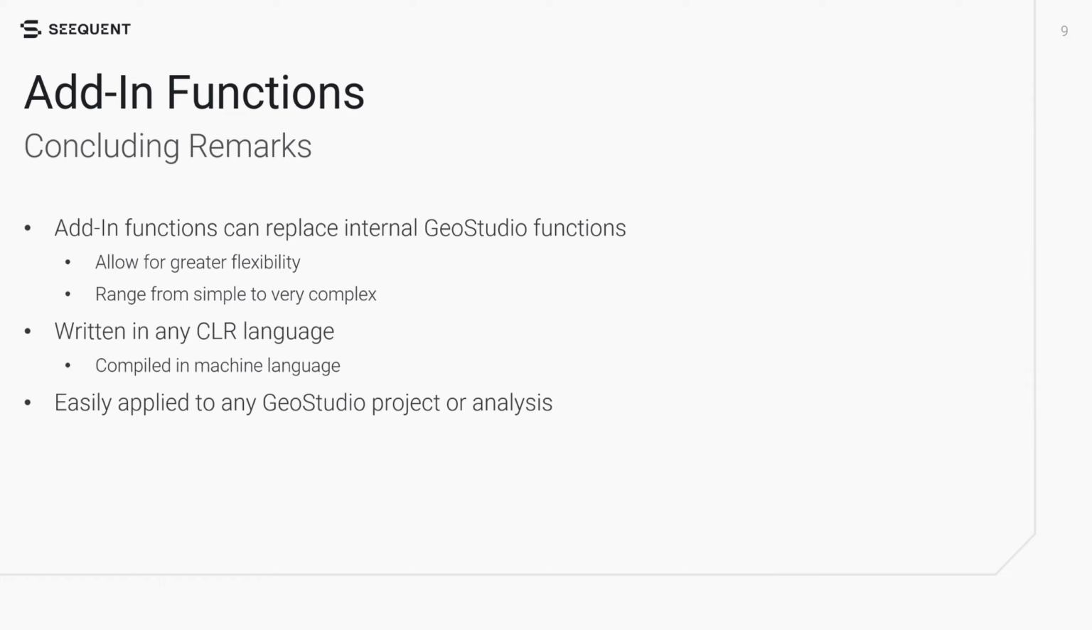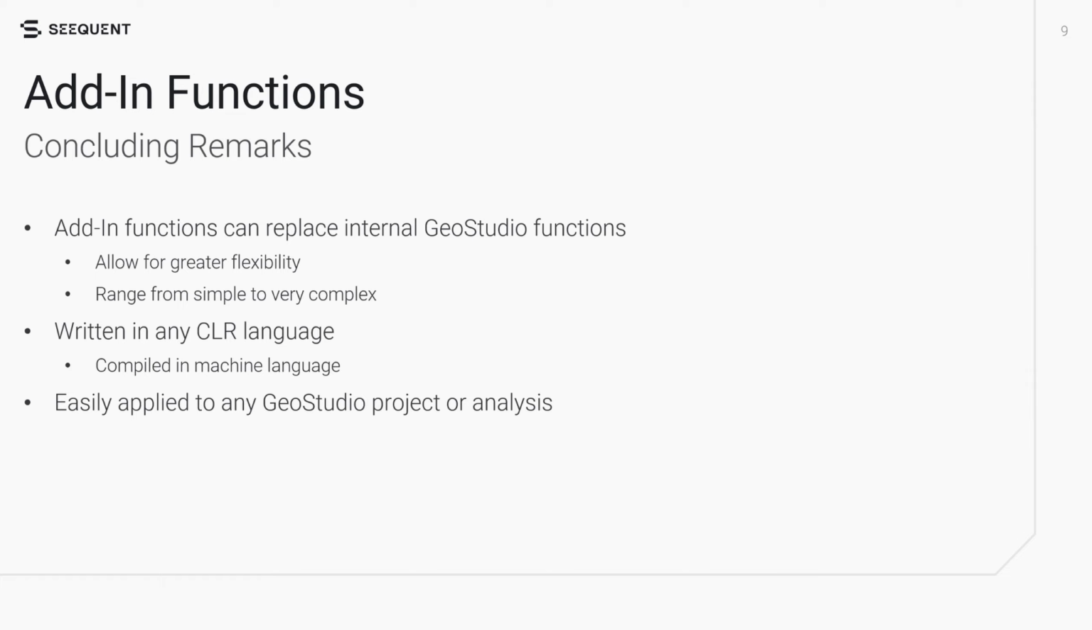In summary, add-in functions can replace internal GeoStudio functions, allowing for greater flexibility for specifying material behavior and boundary conditions, particularly when the material or boundary condition varies dynamically with the analysis state. Add-in functions can range in complexity from very simple to highly involved functions. Add-ins can be written in any CLR language.